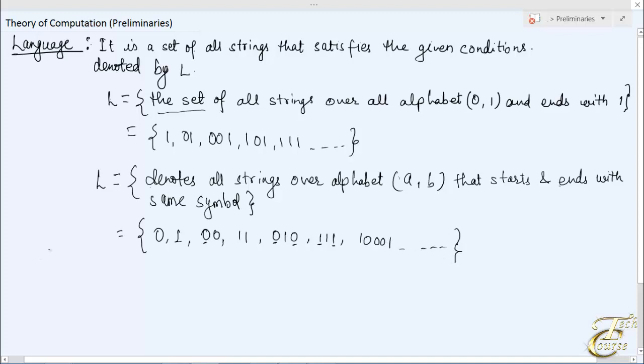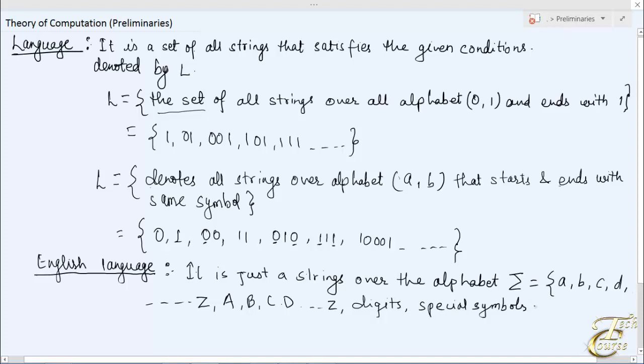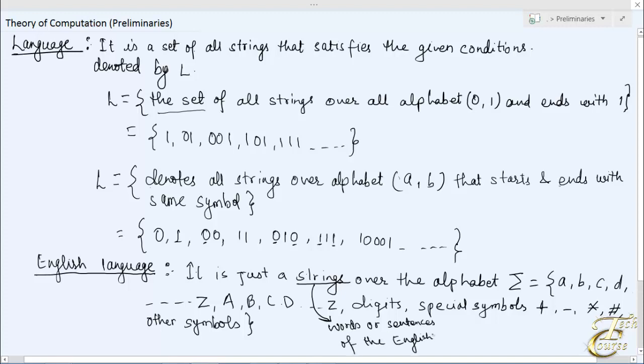Now, on the basis of this definition of language, let's define the English language. The English language is just a set of strings over the alphabet sigma, where in our English language the alphabets are a, b, c, d, and so on up to z. Similarly, capital letters A, B, C, D, and so on up to Z. It also includes digits and special symbols like plus, minus, hashtag, and other symbols. Here, strings mean words or sentences of the English language.